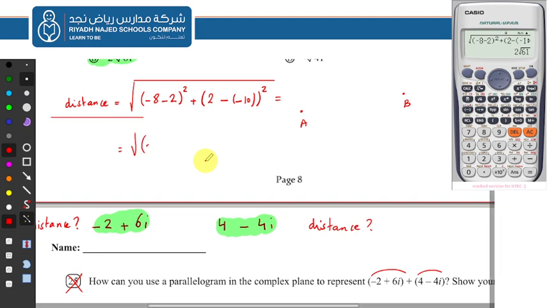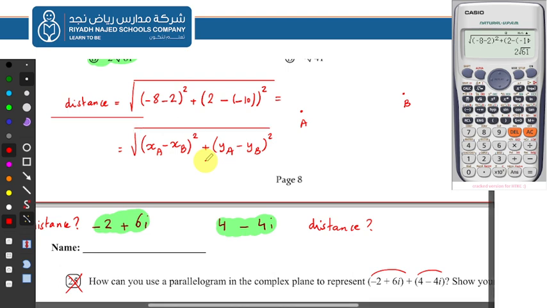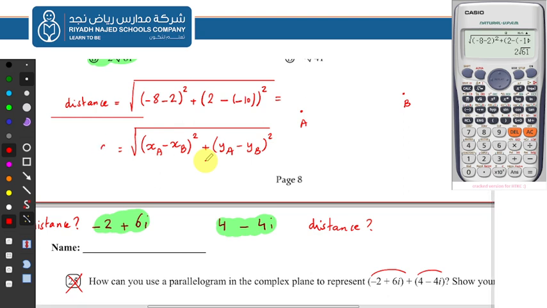So -8 is the real part of the first number, xa minus xb squared plus ya minus yb squared, and square root all of this. First part, the difference between the real parts squared, of course, plus the difference between the imaginary parts, the second part squared. This is the formula. This is D.